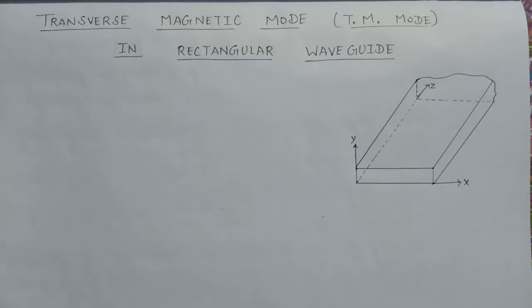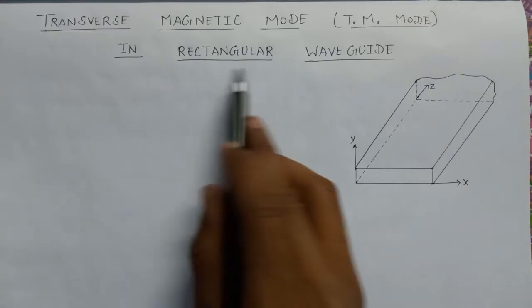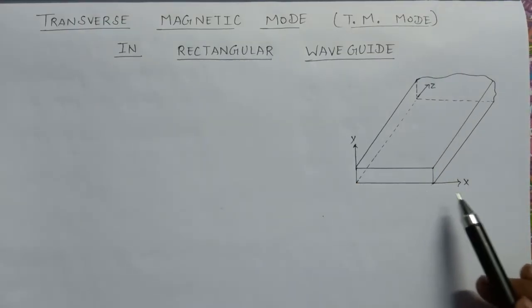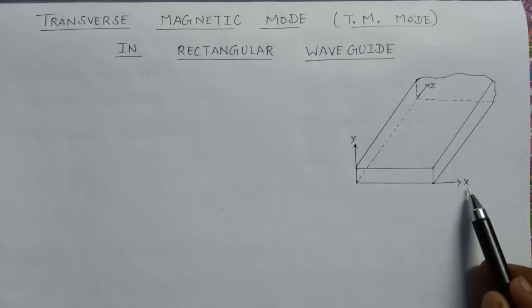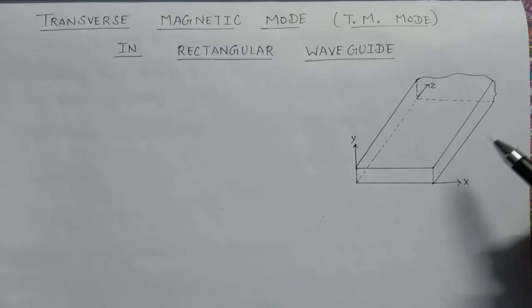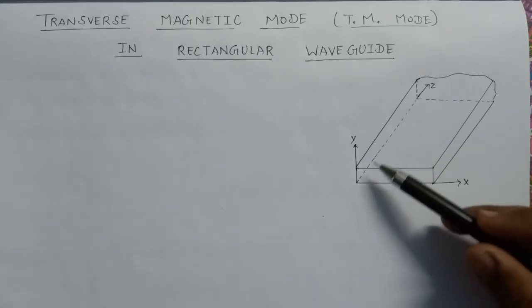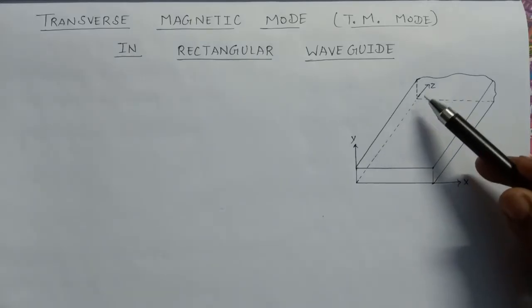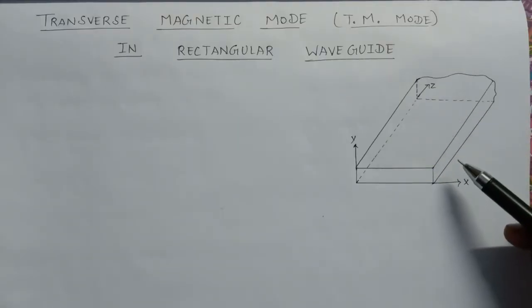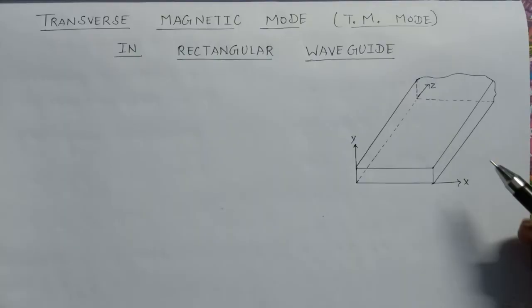Welcome all. In this lecture, we are going to learn about transverse magnetic mode in rectangular waveguide. So here is the rectangular waveguide, which is placed in the horizontally oriented x-axis and vertically oriented y-axis. Let us assume that our wave is propagating in positive z direction along this axis. And here is the cross-section area of this rectangular waveguide.